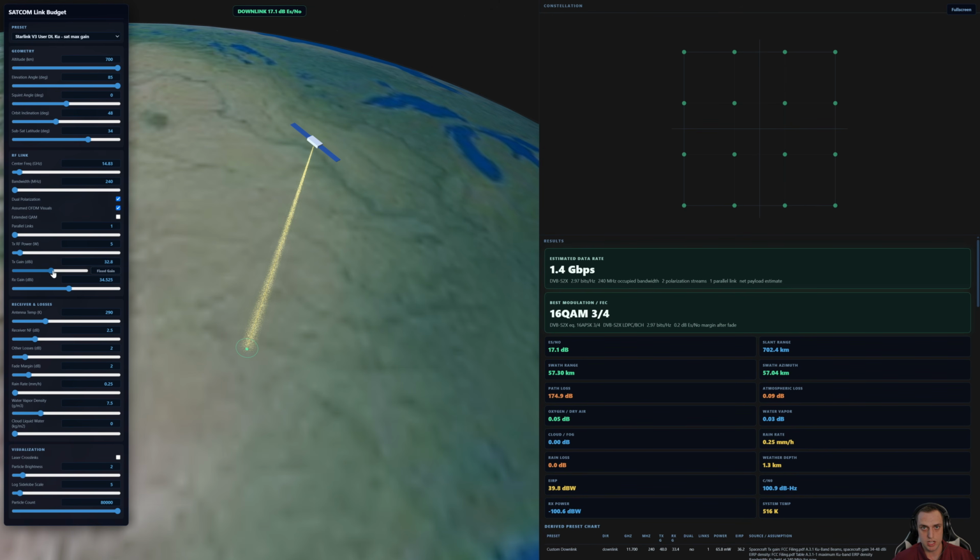So as I just changed the transmit gain, for example, you can see we start off by only modulating the phase. This is quadrature phase shift keying. And then as we move up, we can add more and more symbols.